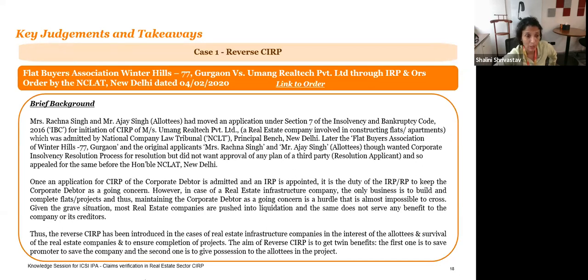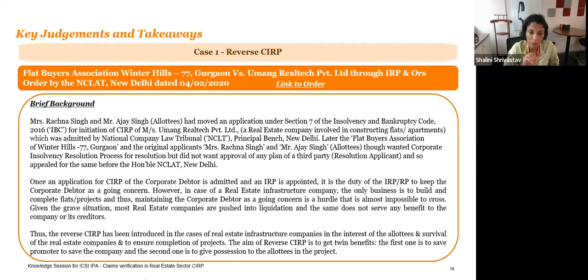Later, the Flat Buyers Association of Winter Hills 77 Gurgaon, and the original applicants, Mrs. Rachna Singh and Mr. Ajay Singh, allottees, wanted the corporate insolvency resolution process for resolution, but did not want approval of any plan of a third-party resolution applicant, and so appealed to the Honorable NCLAT New Delhi. So they want CIRP, but they do not want approval of a plan through a third party. And they are appealing after they have filed under Section 7. A very unique and interesting situation.